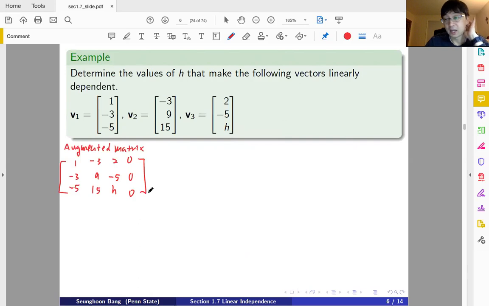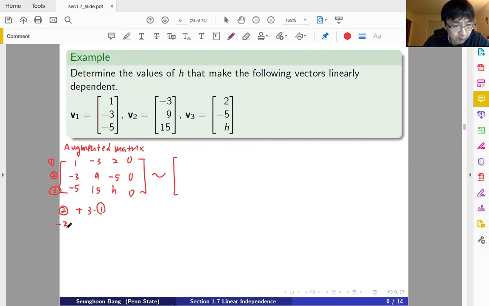So what's that? You can change it to the echelon form. So how can I get the -3? This is the first row, second row, third row. The first one stays like this. Second row plus 3 times first row.